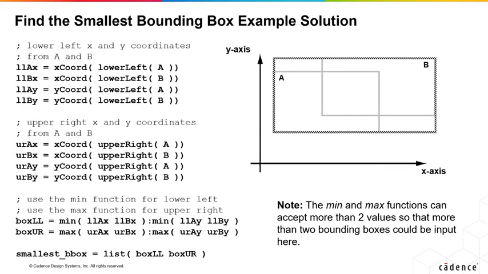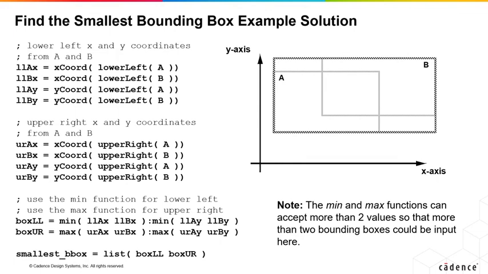Here's the example solution to find the smallest bounding box enclosing two bounding boxes. So on the left here, you can see that in the first 4 lines of code, we're getting the lower left x coordinates for A and B and the lower left y coordinates for A and B. We're using the lowerLeft function, and then the result of that is passed to the xCoord function in the first 2 lines, and then it's passed to the yCoord function in the next 2 lines. So we have our lower left x and y coordinates for each box, and then in the next block of code, we're going to get our upper right x and y coordinates, in this case using the upperRight function.